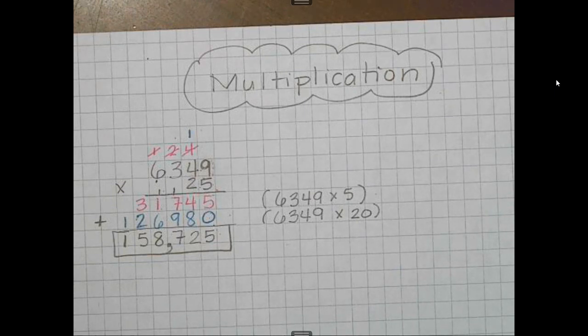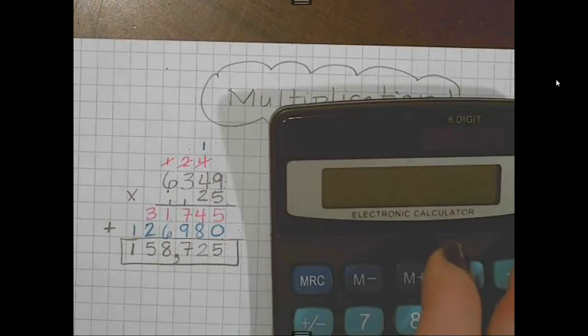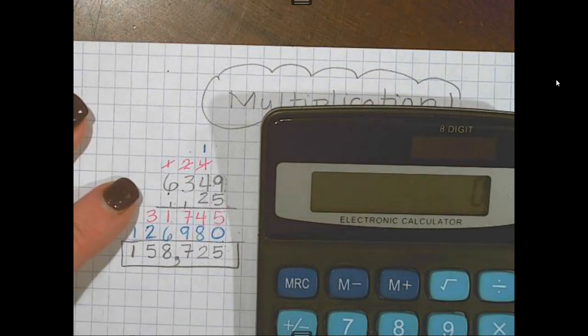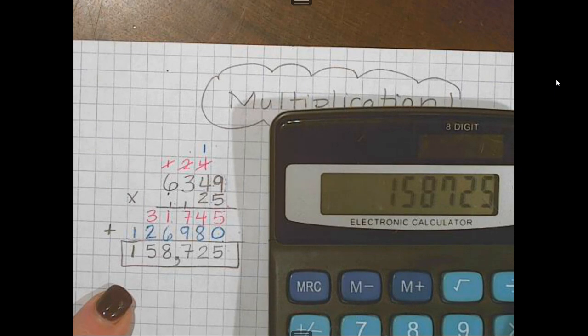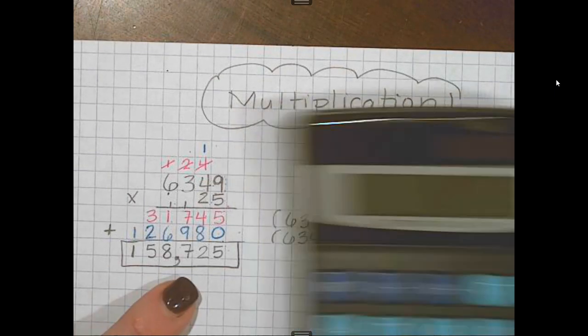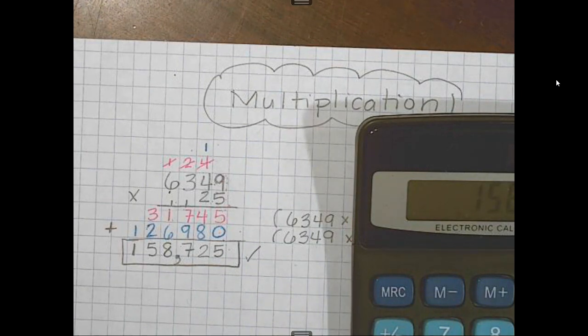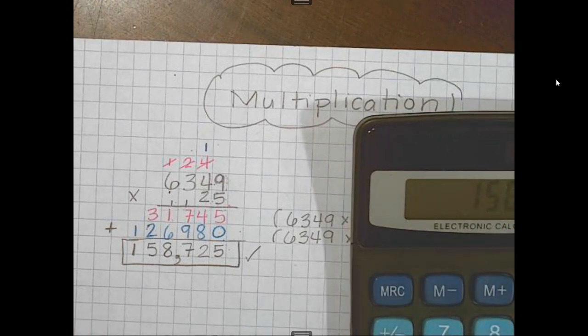This is always a good idea, especially when you see these on weekly reviews, or an isolated practice sheet. So 6,349 times 25 equals 158,725. Perfect. Now, if this did not give me the right answer, there's a quick way to figure out where your mistake is in your work without having to erase everything and start over.